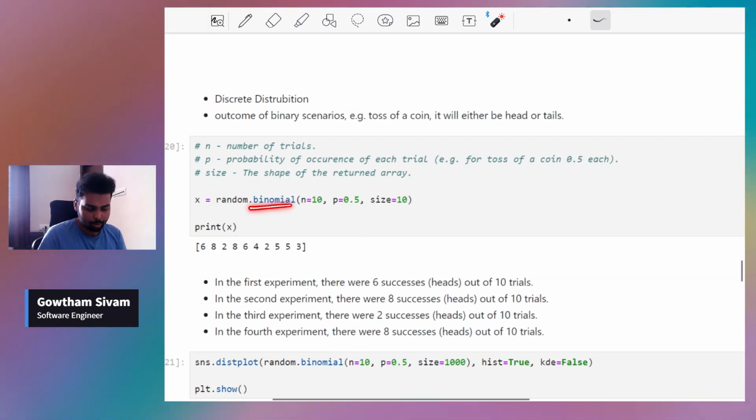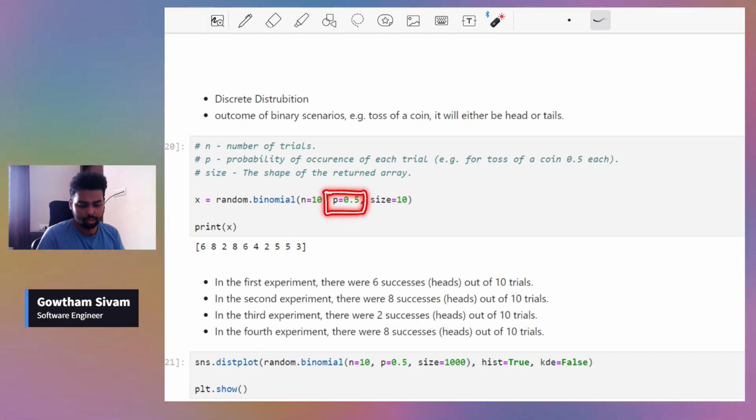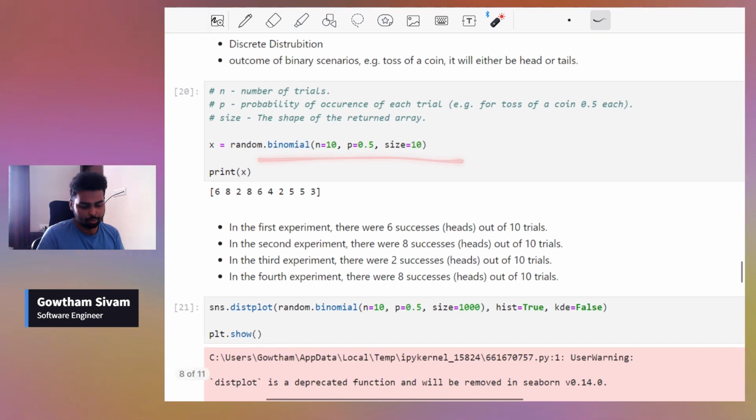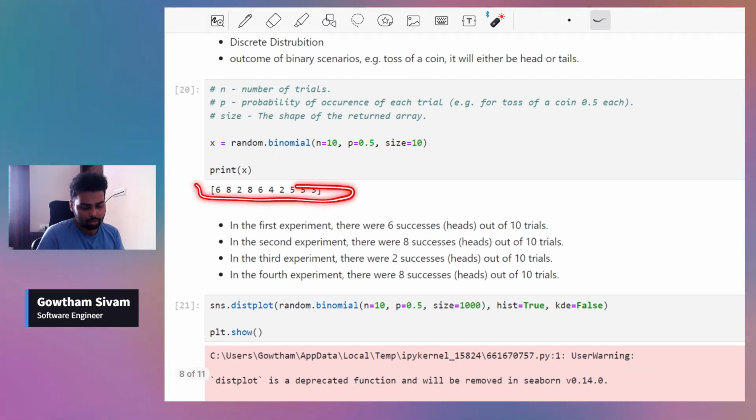How do you apply it? Binomial, number of trials is equal to 10, P is equal to 0.5, which means the probability of the occurrence in each trial, and size is equal to 10. Which means return a 10 sized array of binomial values. What does each value in this mean?